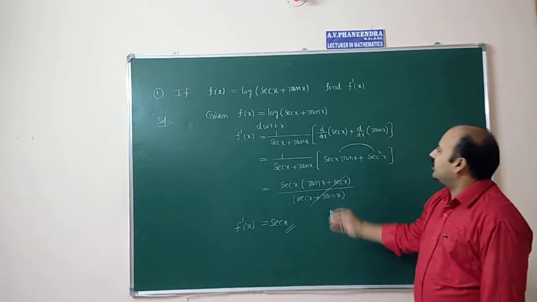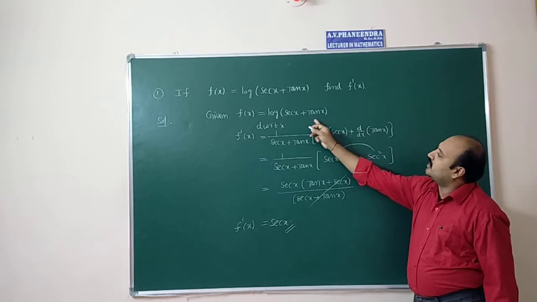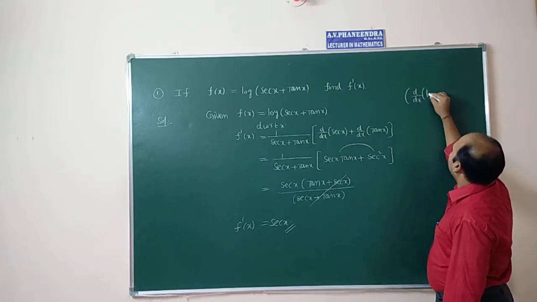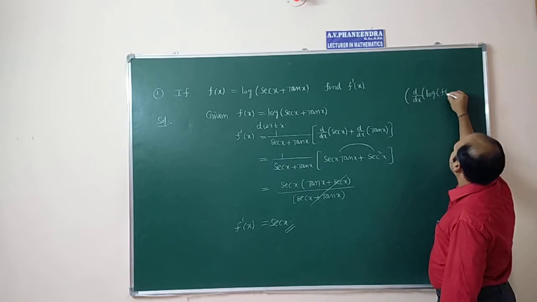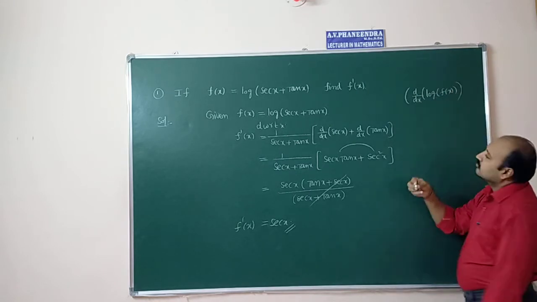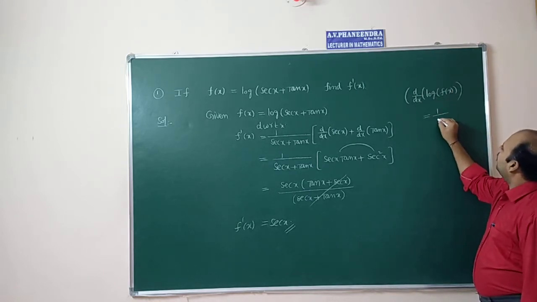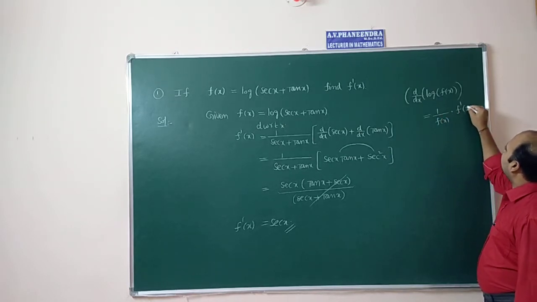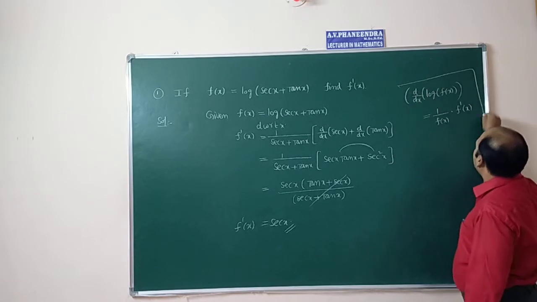Like this, we have to do that. Here we apply this formula: d by dx of log f of x is equal to 1 by f of x, and again f of x you have to differentiate to get f dash of x. This formula we apply here.